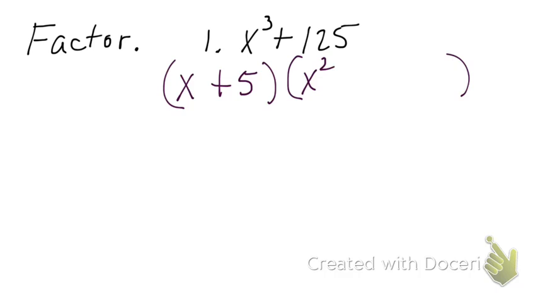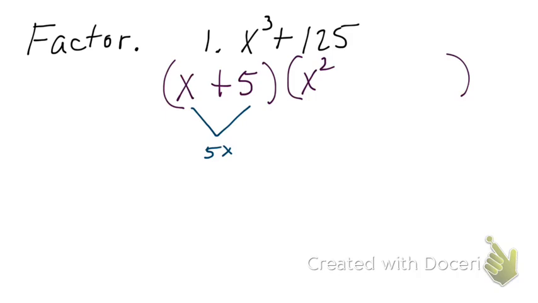Let me erase this. Now, remember, we're going to need to multiply these two numbers to get our middle term. We get 5x here. And then we have to change the sign. So that's going to be minus 5x.